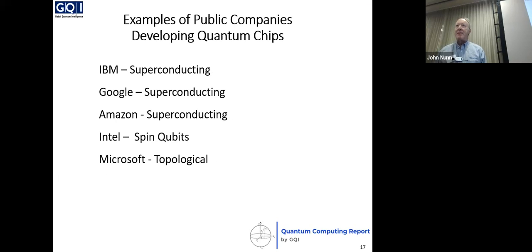Here are some of the big companies that are investing in this. These are all big names. Here in Southern California, Amazon has a large facility in Pasadena. They are developing a quantum computer based on superconducting technology. Intel is working in Oregon. So many of the big computer companies have their foot in this.